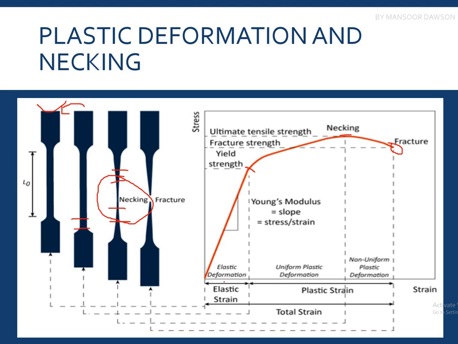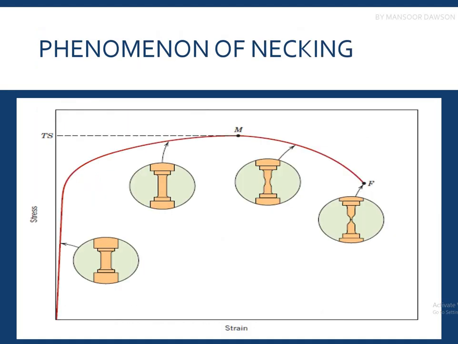So this region would be called the uniform plastic region, since the plastic deformation is uniform. And after necking, it can be over here, over here, or at any localized region, which you can also visualize in a tensile test. So once the necking starts, the plastic deformation is non-uniform.